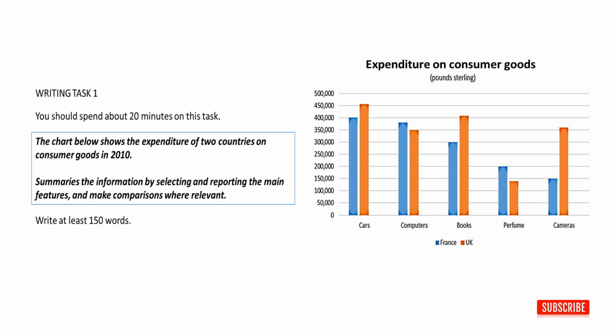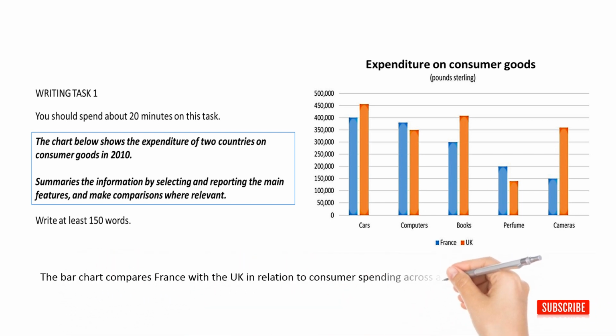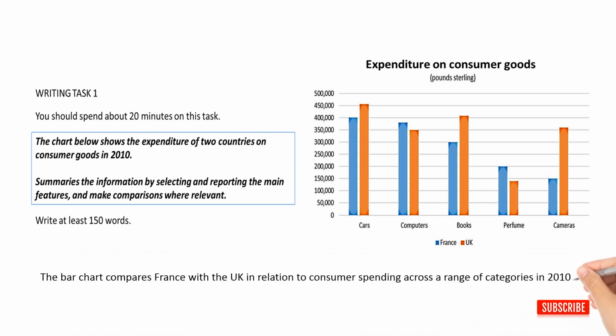Let's write the introduction by paraphrasing the topic sentence. The bar chart compares France with the UK in relation to consumer spending across a range of categories in 2010. As you can see, I changed the word chart into the exact type of chart, bar chart. And I used compares instead of shows.